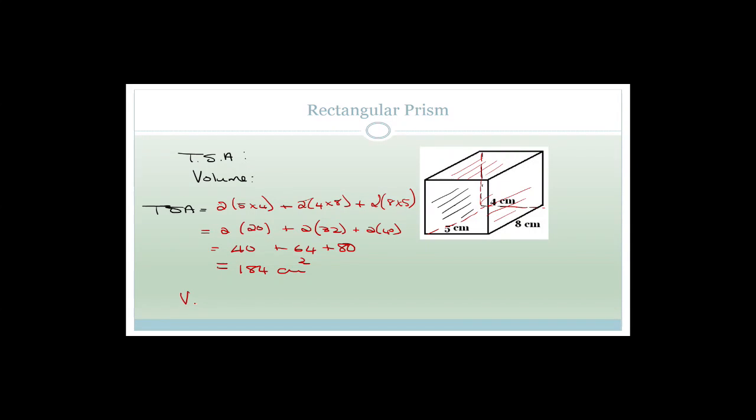Now let's do volume. Volume's pretty easy. It is length times breadth times height. And yeah, they're interchangeable, so it doesn't make a difference. So it's going to be 5 times 4 times 8. 5 times 4 is 20, times 8 is 160 centimeters cubed.